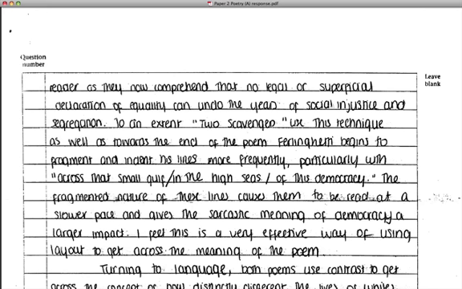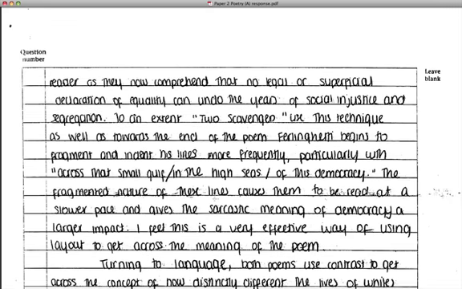To an extent, Two Scavengers uses the technique as well towards the end of the poem. Ferlinghetti begins to fragment and indent his lines more frequently. So actually now they're picking out how something has changed in the structure from the beginning to the end of the poem, which is really good, particularly with "across the small gulf and the high seas of this democracy." The fragmented nature of these lines causes them to be read at a slower pace.